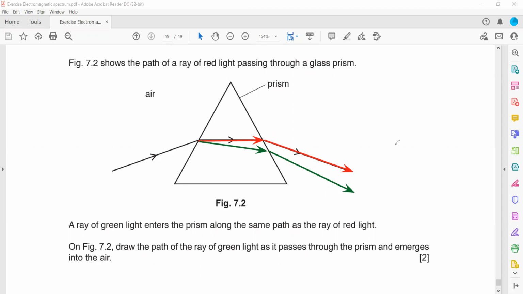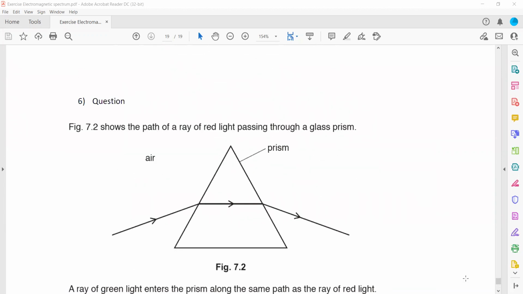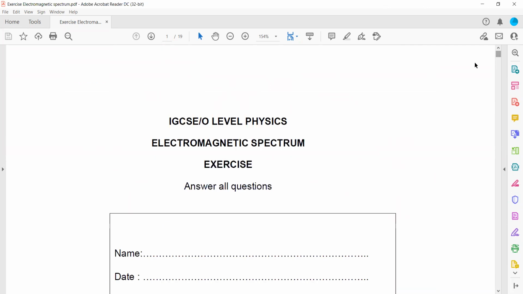So how can you identify bending more or less? Remember the order: violet, indigo, blue, green, yellow, orange, and red. Violet will bend the most, red bends the least. Because we are talking about green, compared to red, all of the rays bend more than red when they enter the glass or change the medium. So this was the exercise related to the electromagnetic spectrum.